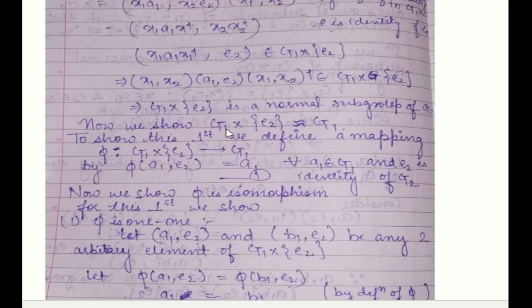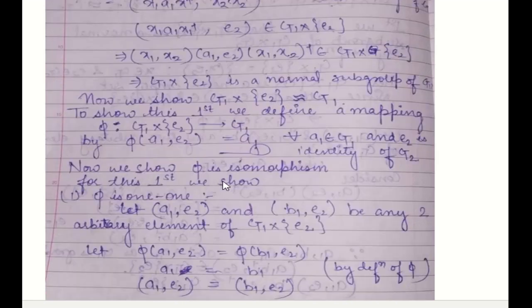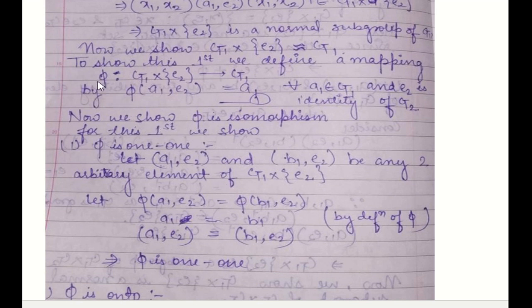To show the isomorphism between G1 cross E2 and G1, first we define a mapping between these two. Let phi be a mapping from G1 cross E2 to G1. Since the elements of G1 cross E2 are of the type A1 comma E2, under this mapping phi of A1 comma E2, we get A1, where A1 is an element of G1 and E2 is the identity of G2. Now we have to show that this phi is an isomorphism. For this we have to show it is one-one, onto, and composition preserving. So first, phi is one-one.